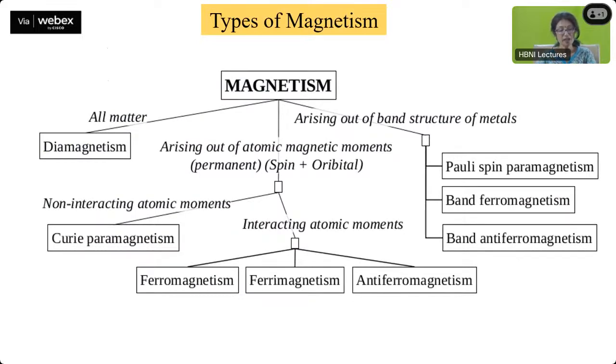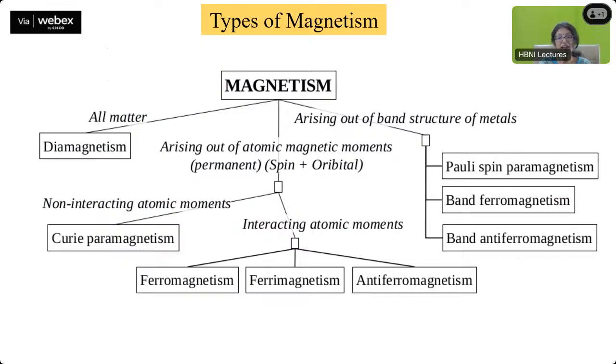Now, the different types of magnetism. All matter shows diamagnetism. In some cases, magnetism arises out of the band structure of metals, and these are the different types: Pauli spin paramagnetism, band ferromagnetism, and band antiferromagnetism. All this arises due to the band structure of metals. And then you have something arising out of the atomic magnetic moments, which are permanent, and this arises due to the spin and the orbital motions.